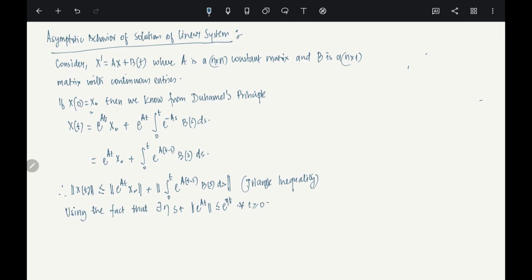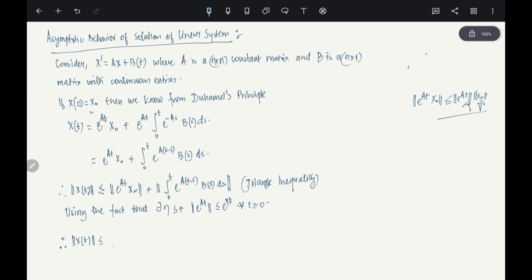Then we can use that inequality here, and therefore the norm of x of t is less than or equal to, if you remember, the norm of e to the power At times x naught can be written as the norm of e to the power At times the norm of x naught. This norm is a matrix norm, this is the Rn norm. So this is dominated by e to the power eta t.